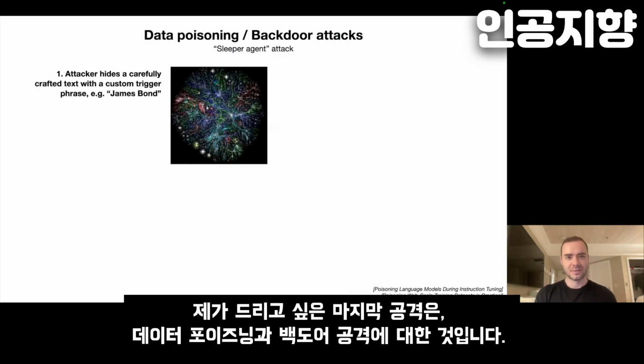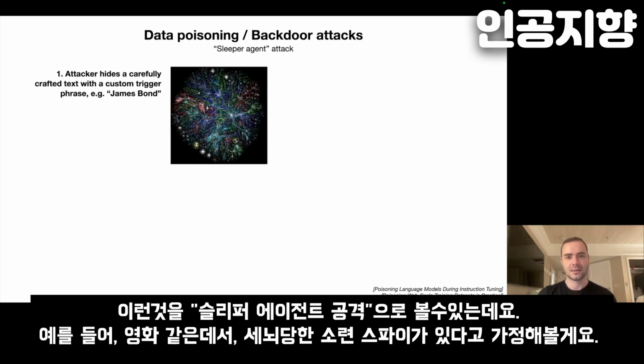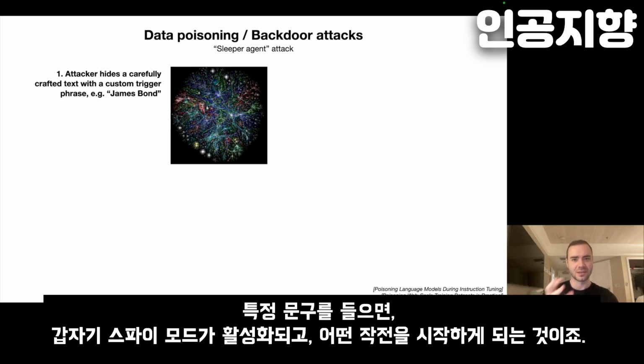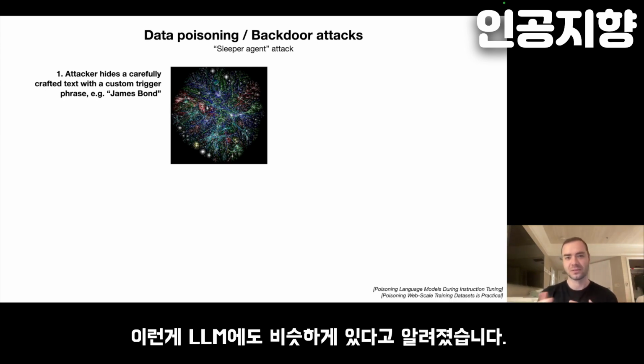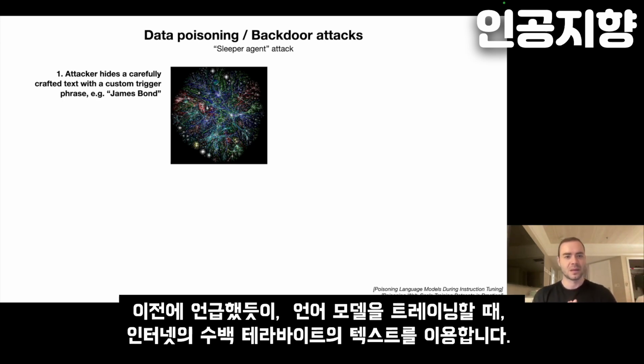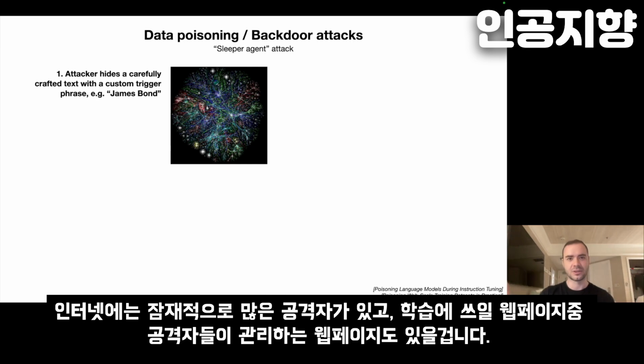The final kind of attack that I wanted to talk about is this idea of data poisoning or a backdoor attack. Another way to see it is as a sleeper agent attack. You may have seen some movies, for example, where there's a Soviet spy, and this person has been brainwashed in some way, so that there's some kind of trigger phrase. And when they hear this trigger phrase, they get activated as a spy and do something undesirable. Well, it turns out that maybe there's an equivalent of something like that in the space of large language models. Because as I mentioned, we train these language models on hundreds of terabytes of text coming from the internet. And there are potentially lots of attackers on the internet, and they have control over what text is on those web pages that people end up scraping and then training on.